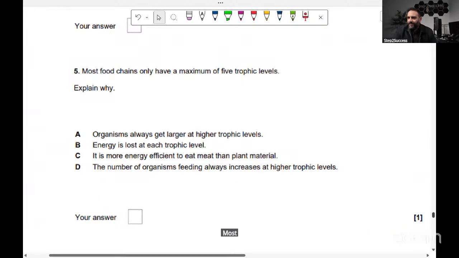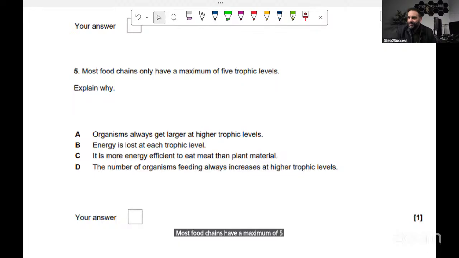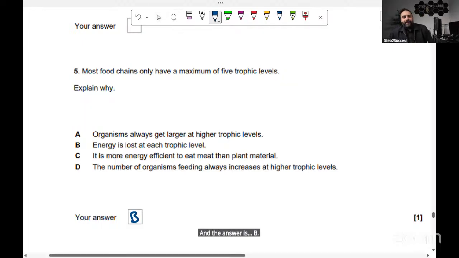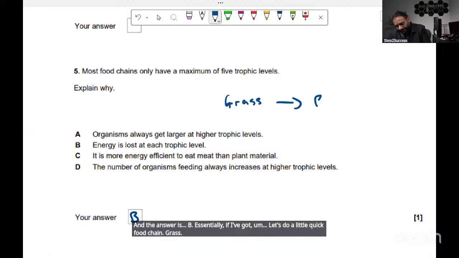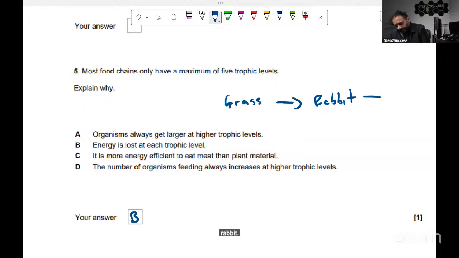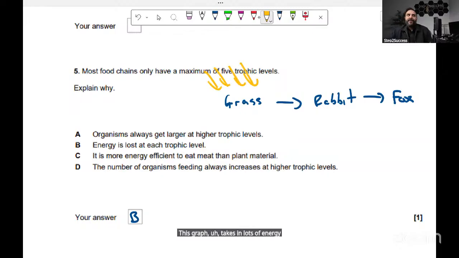Most food chains have a maximum of five trophic levels. That's the sort of levels of different things in there. And the answer is B. Essentially, if I've got, let's do a quick food chain. Grass, rabbit, fox. Okay. This grass has lots of energy because it gets its energy from the sun.